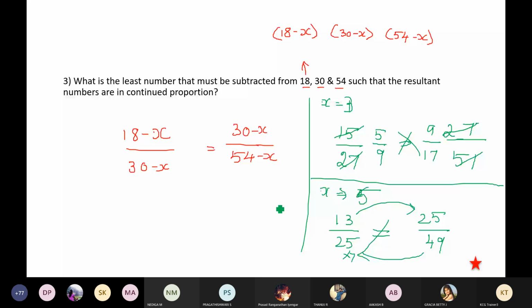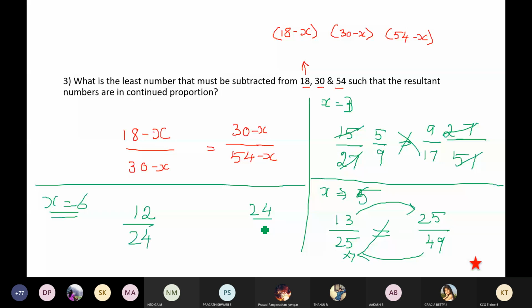So the answer is x is equal to 6, because if I take x is equal to 6, what would be the left hand side? 12 by 24. What would be the right hand side? 24 by 48. So both are equal to 1 by 2. So the value of x is equal to 6. Very good, Radha and Kalyani. Awesome, guys.